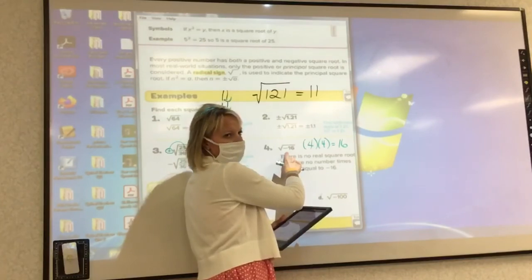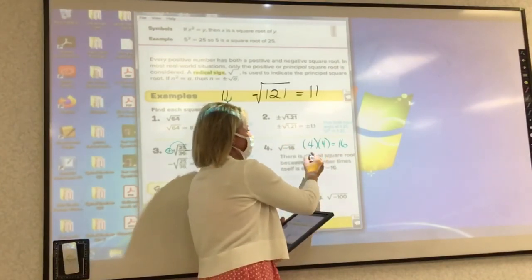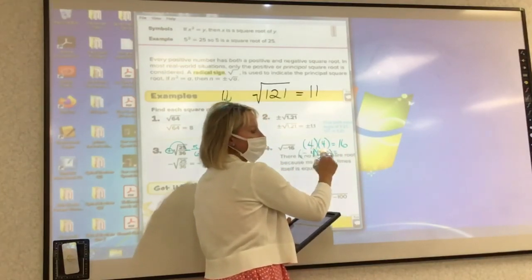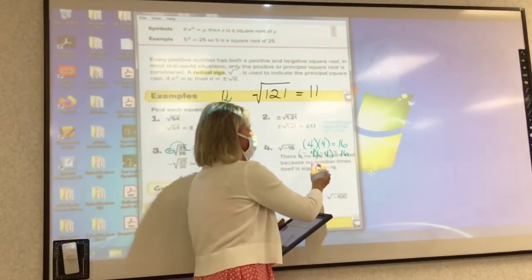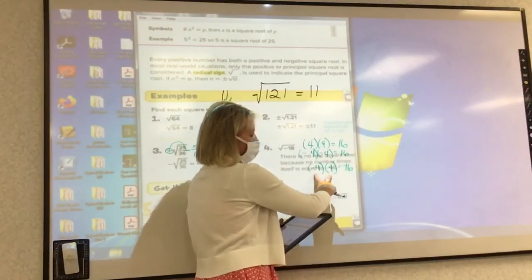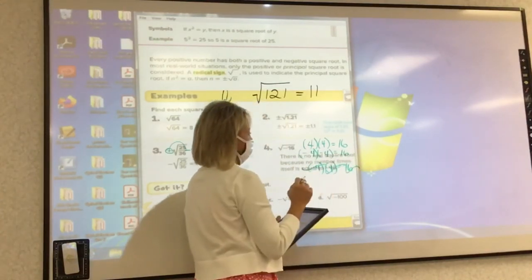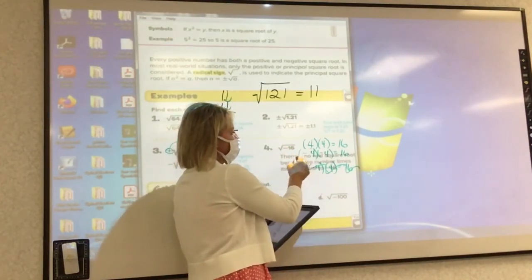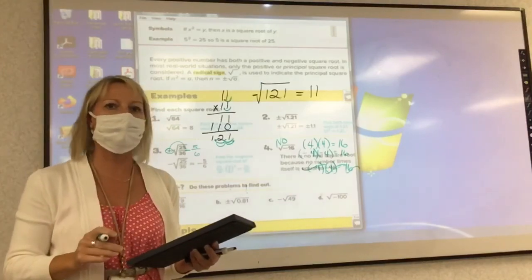Is 16 the same as negative 16? No. But didn't we say we could do negative numbers? So let's try a negative 4 times a negative 4. A negative times a negative is still a positive. So do I get the same answer? The only way you can get a negative is if I do a negative number times a positive number to get a negative 16. But would those be the same numbers? No, they're not the same numbers. So that doesn't work. If the negative sign is inside the radical, there is no answer. There's no real solution. You can't have one.